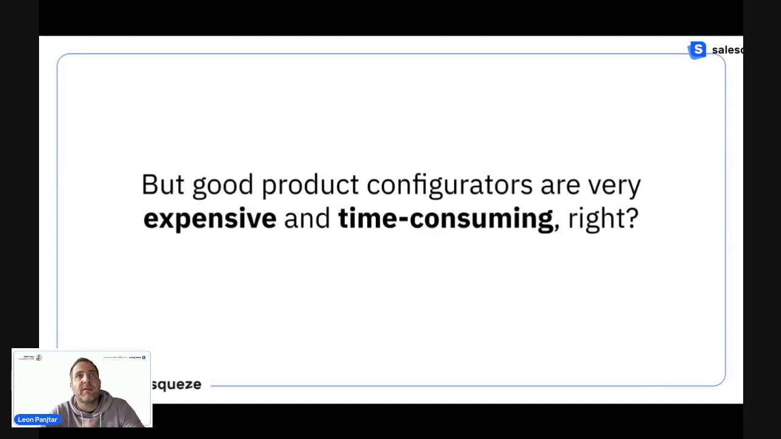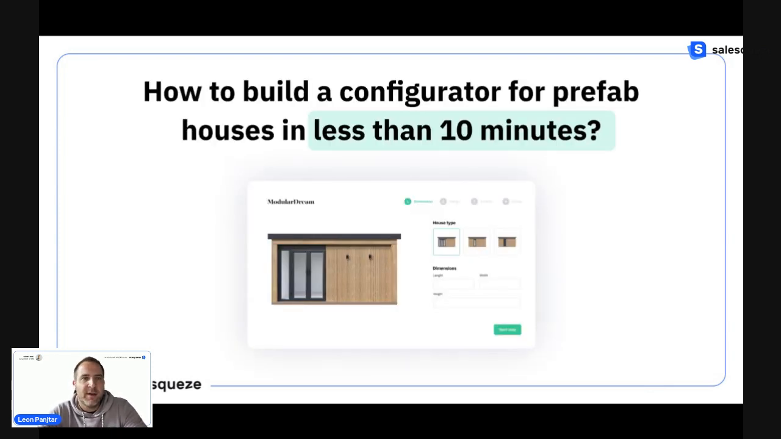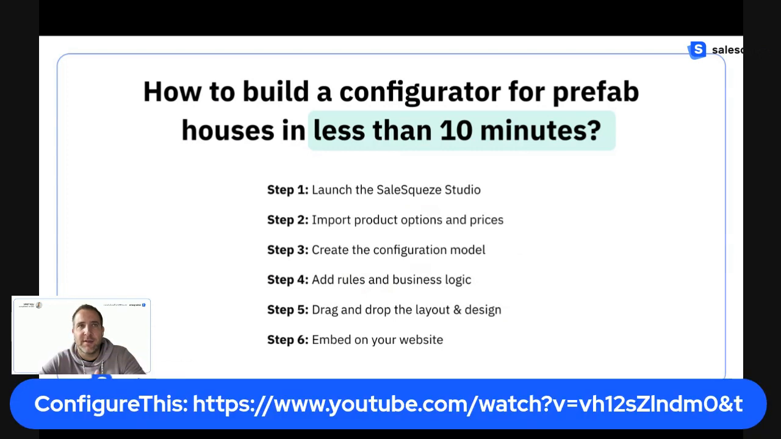It's a common practice that good product configurators are very expensive and very time consuming, right? It takes a lot of time to prepare all the materials, to build them, and it costs a lot of money. That used to be right, but it's not with SaleSqueze. I actually built a configurator for a prefab house in less than 10 minutes, and I would like to invite you to check my video on the YouTube channel where you can see exactly how this is done.